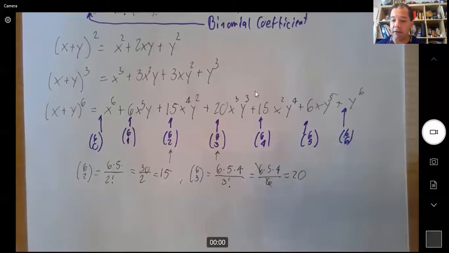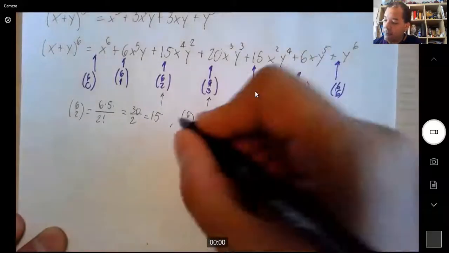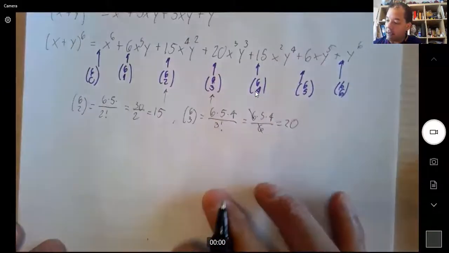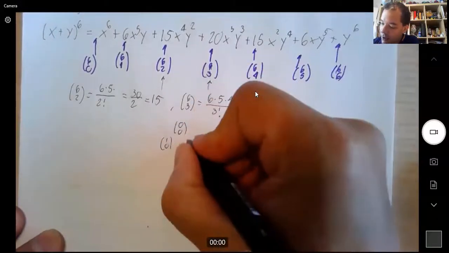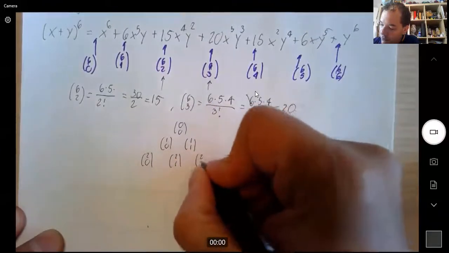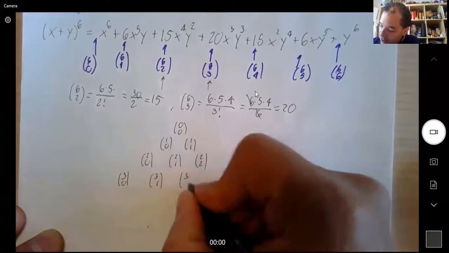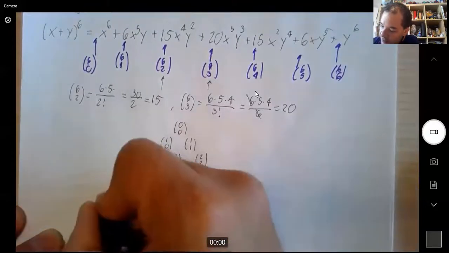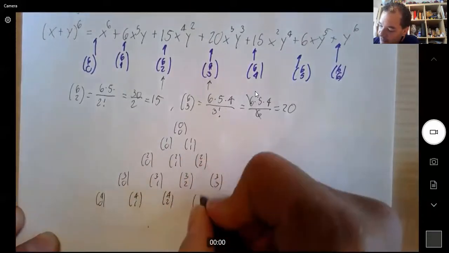Harnit is asking me, can we also find these numbers using Pascal's triangle? And you're right about that. So that's how they relate to combinatorics, right? So if you put these numbers in an array like this, so 0 choose 0, 1 choose 0, and 1 choose 1. Then 2 choose 0, 2 choose 1, 2 choose 2. And then 3 choose 2, and 3 choose 3. And then 4 choose 0, 4 choose 1. This is called Pascal's triangle.